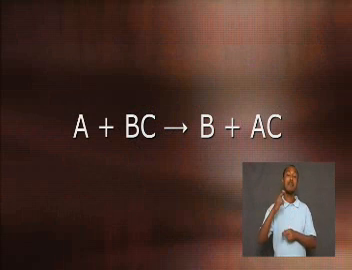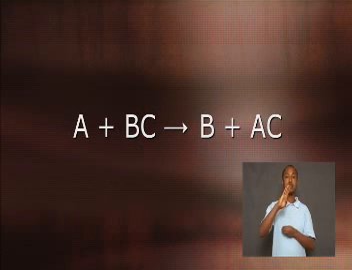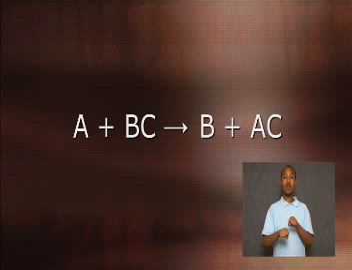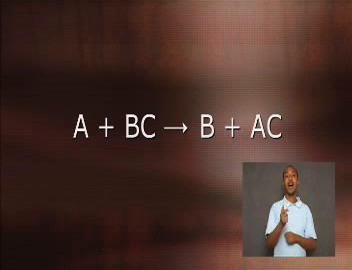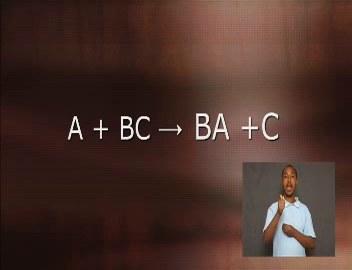The first type of reaction we discussed had A as a metal. A plus BC becomes B plus AC. Thus, A will replace B so long as A is a more active metal than B. The second reaction we talked about had A as a non-metal. A plus BC becomes BA plus C. Thus, A will replace C so long as A is a more active non-metal than C. Let us continue on with our lesson.